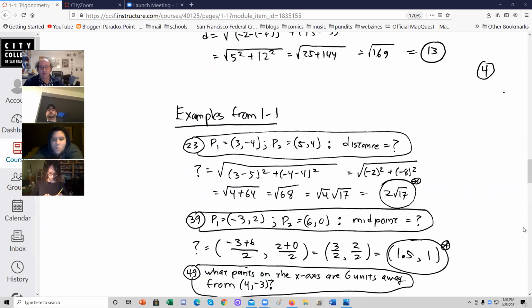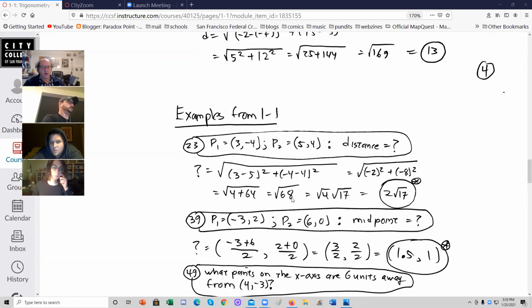So we have some examples. Given 2 points, what is the distance between them? Okay, fine. The distance is the square root of the sum of the squares of differences. 3 minus 5 here, -4 minus 4 here. 3 minus 5 is a -2, that's squared. -4 minus 4 is a -8, square that. -2 squared is 4, -8 squared is 64. Square root of 4 plus 64 is root 68.